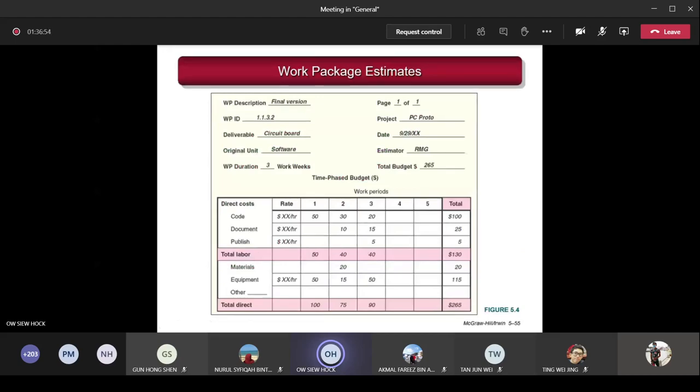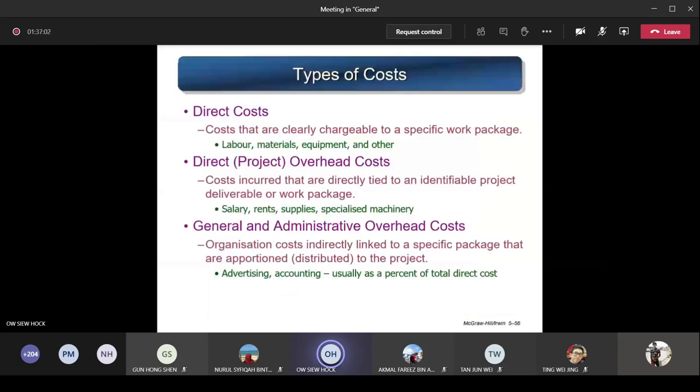You can see the term here, in this corner, direct cost. So you have the direct cost to pay the salary for doing coding, document publishing, and so on. This is called direct cost: the labor who is doing the WP. Then what are the materials? Just now you saw the form there. The materials, equipment needed, and other things to finish that WP.